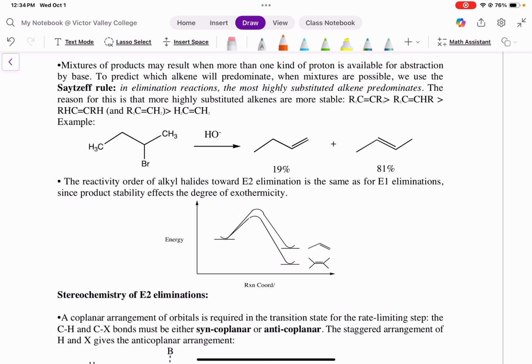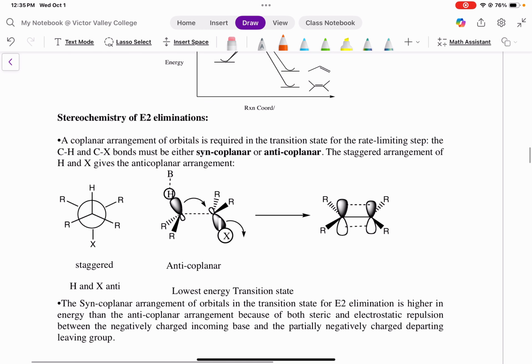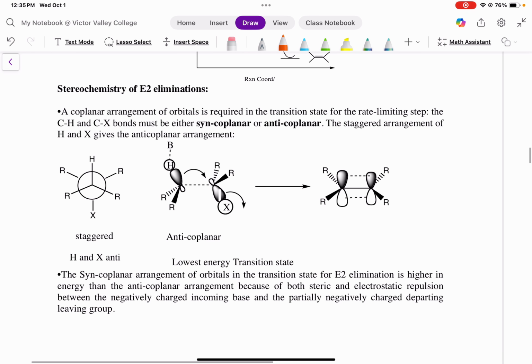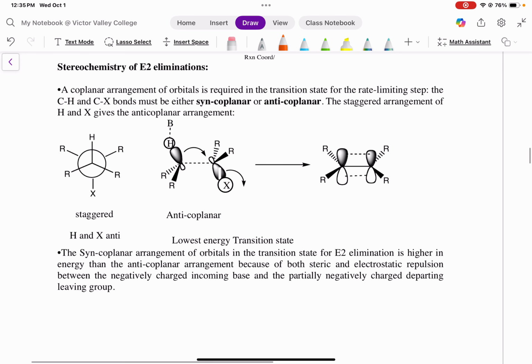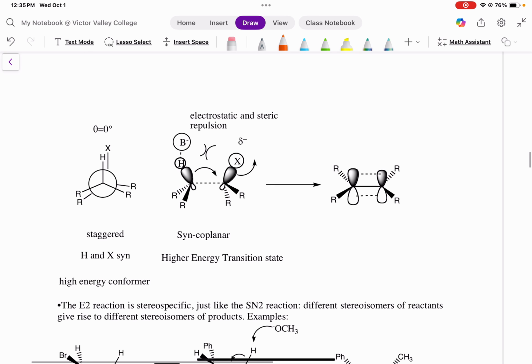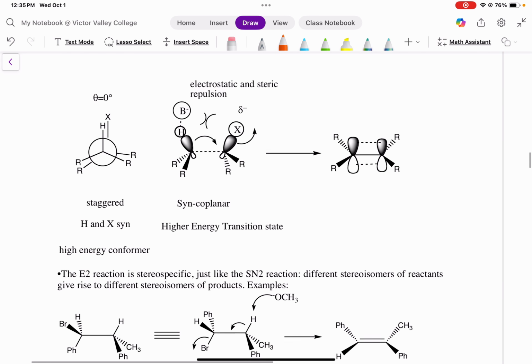Now for stereochemistry, notice that the leaving group and the hydrogen the base grabs have to be opposite, meaning anti-coplanar. Anti means opposite, right? Remember the conformation stuff? That way the base is not in the way of the leaving group. That's all it is. And that sometimes affects the product.